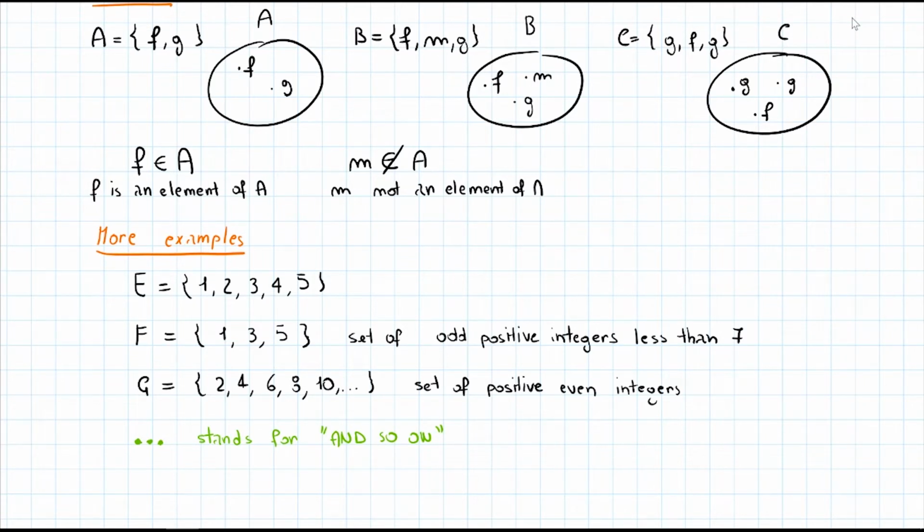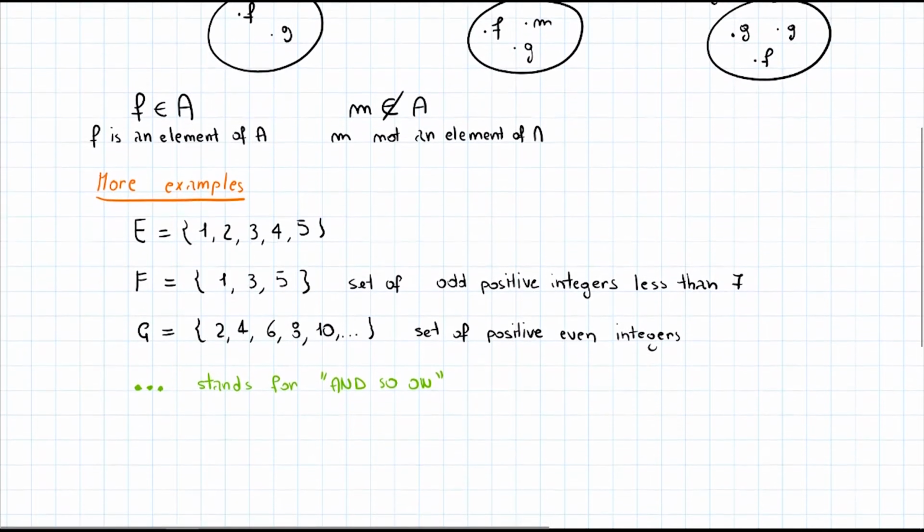Further example in numbers could be the set E, composed by the elements 1, 2, 3, 4, and 5. The set F, composed by 1, 3, and 5, which is the set of odd positive integers less than 7. And G, composed by 2, 4, 6, 8, 10, and so on, which is the set of positive even integers. The three dots stand for "and so on", and it can be used only when the meaning is clear, as in this example. We can move now to some definitions which relate the sets.